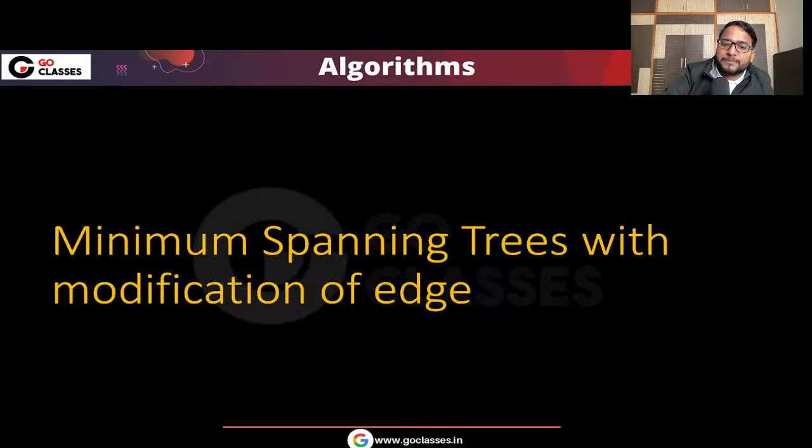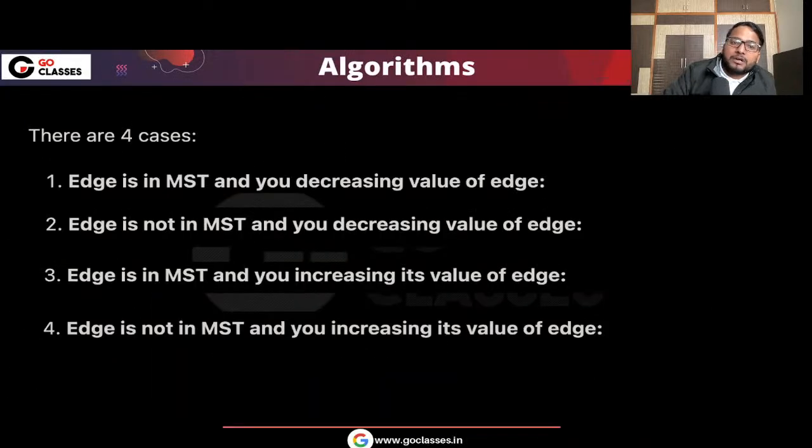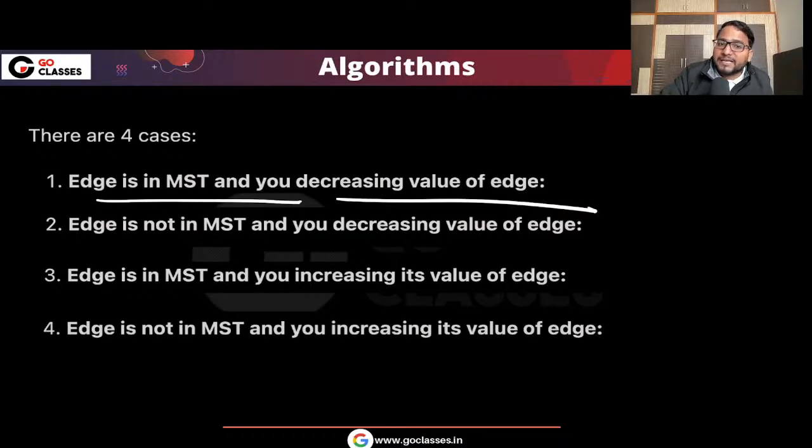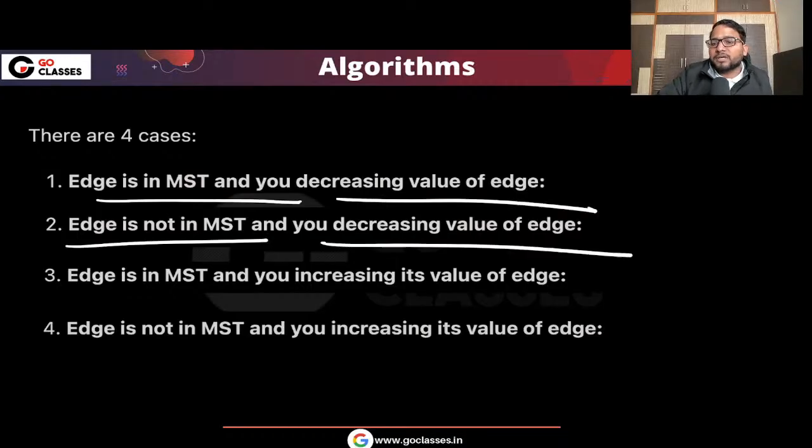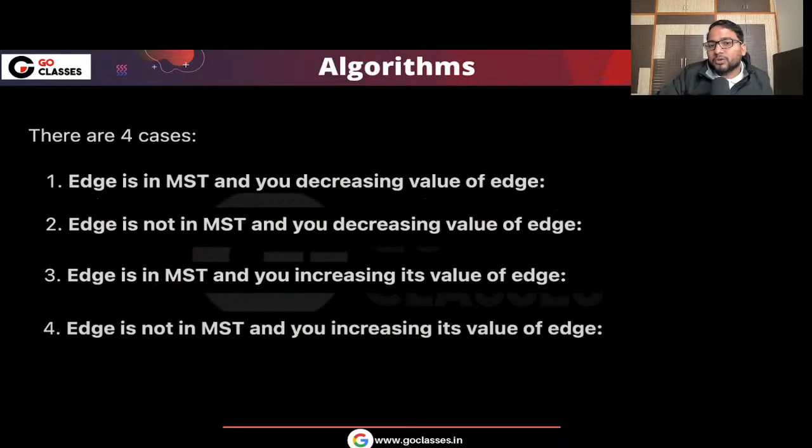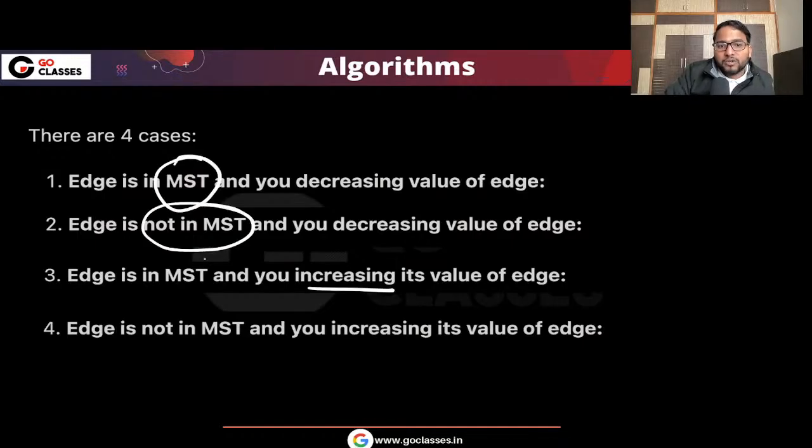There are 4 cases, which is basically like this: that edge is in the MST and you decrease the value of it. Edge is not in MST and you decrease the value of it. Basically, you are decreasing the value of an MST edge or non-MST edge, or you increase the value of an MST edge or non-MST edge. Then how to calculate the new MST?